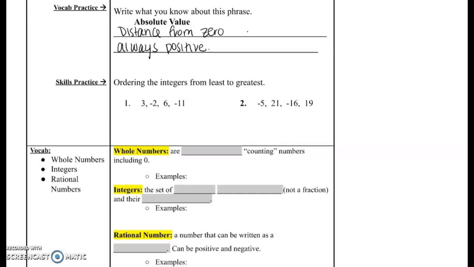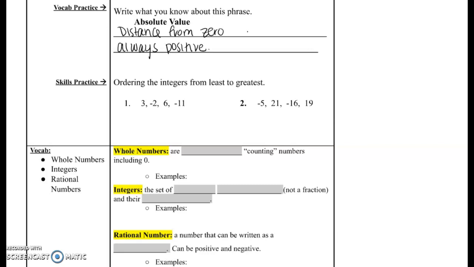All right, our skills practice. So order the integers from least to greatest. Now remember, a negative number, so like this right here is a negative. The bigger this number with a negative, the smaller it actually is. So we're going to order it by how far it is away from 0, or if we had a number line.